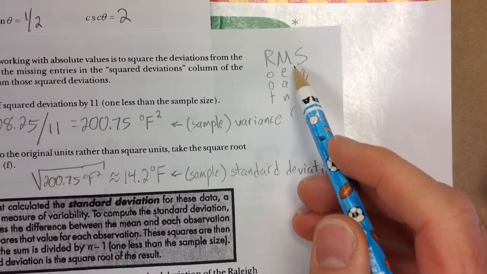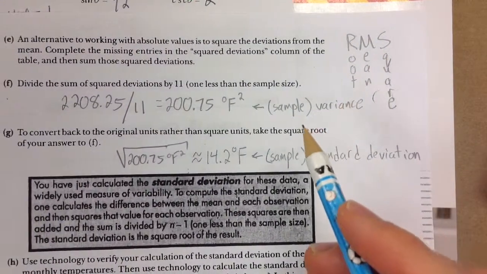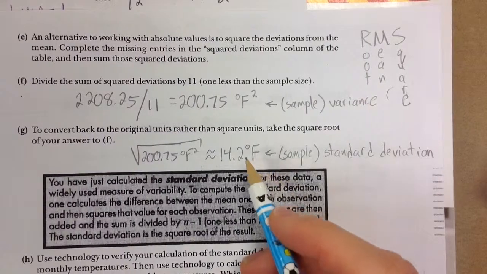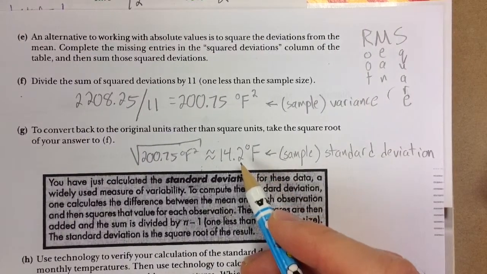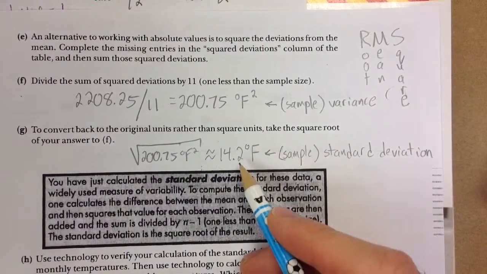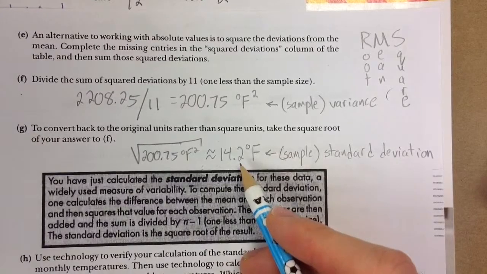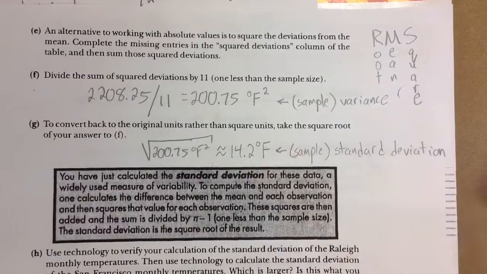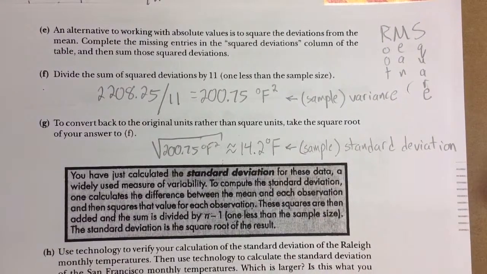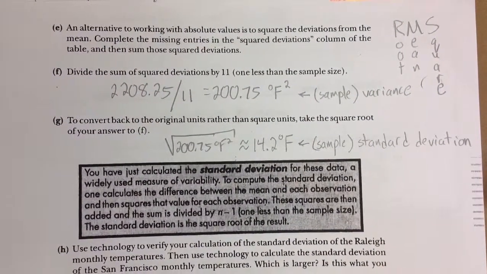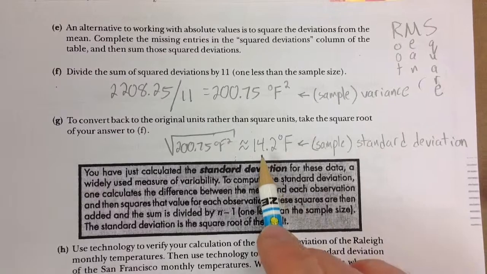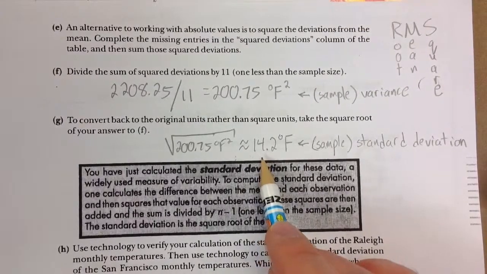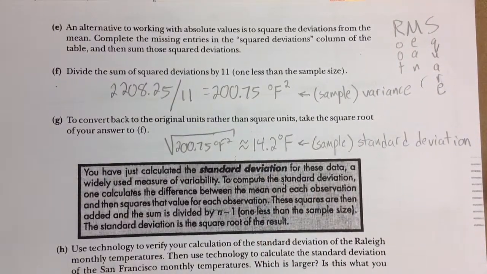Root mean square averaging tends to produce, or maybe always produces, values that are larger than regular averaging. So notice that the standard deviation is larger than the mean absolute deviation. That's to be expected. Does anyone know why that's happening? Why do you think the standard deviation is larger than the mean absolute deviation?